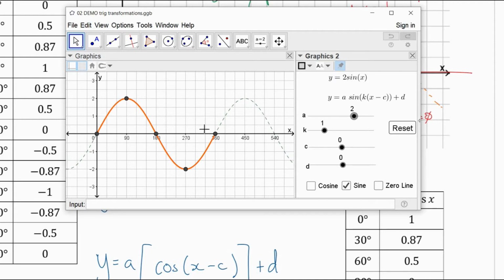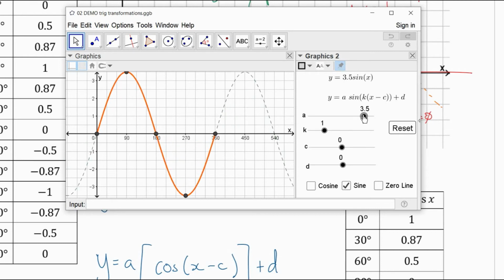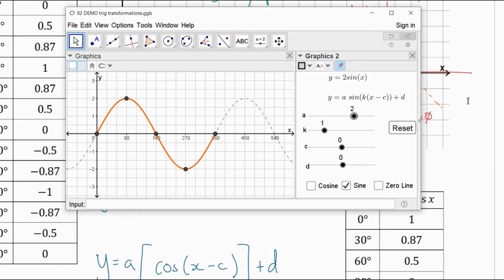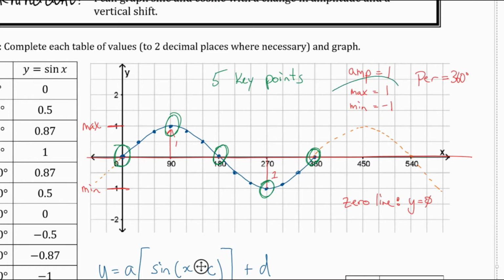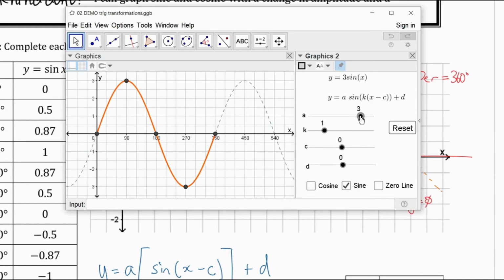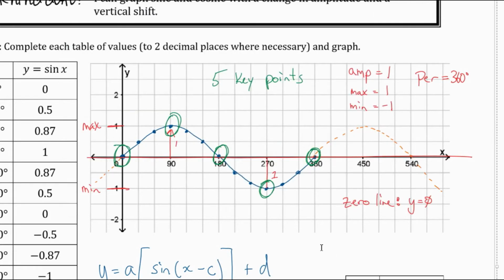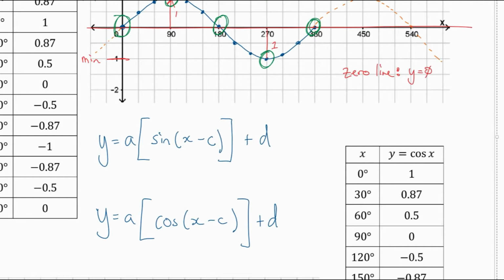What did it change? Okay, it's making it taller or shorter. But when we're talking about the properties of the function, what is it changing? So it's changing the max and the min. But even more importantly, it is changing the amplitude. Okay, so the A is a change in amplitude.